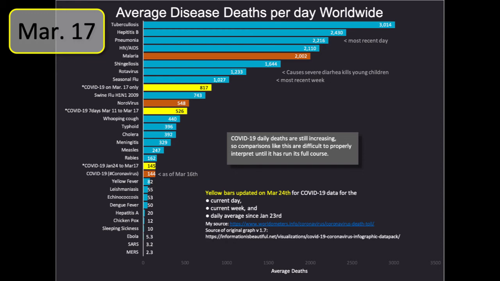also from March 17th, but it shows from March 11th to March 17th the average deaths per day. And then the next one above that, the COVID-19 yellow one, is for March 17th only. And you'll see this for each day we go through. There'll be these 3 different bars: 1 day's worth, 1 week's worth, and the entire history that we have.